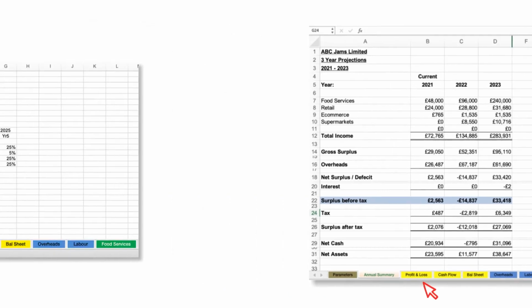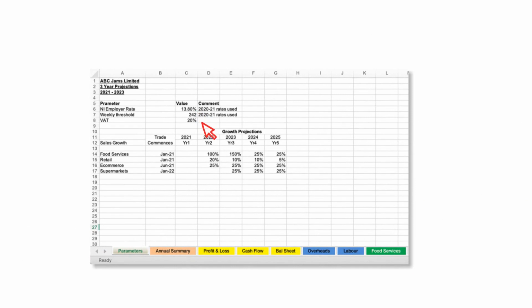So we look back at the parameters tab and we put our sales projection growth in. So we expect food services to increase by 100% in year 2, 150% in year 3, before levelling off at 25%. More modest increases for retail at 20%, and e-commerce and supermarkets will be 25%.